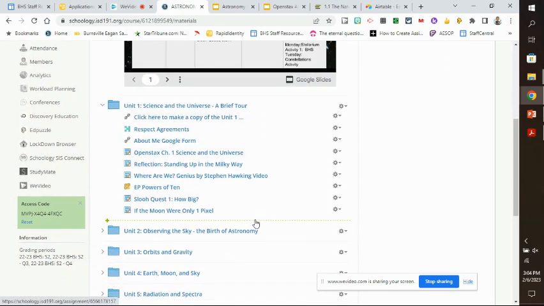And then in the folder here are all the things that we did in Schoology. Let's start here. OpenStax Chapter 1, Science in the Universe. Reflections, Standing Up in the Milky Way. That was the Neil deGrasse Tyson video. Where Are We? The Genius by Stephen Hawking. Make sure that you understand those. Go through that assignment. Review what was said and done in that one. Powers of 10 was an Edpuzzle. Our Slew Quest, How Big, of course, and then If the Moon Were Only 1 Pixel. So that's what your test will be based on.